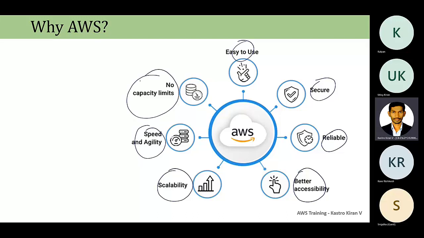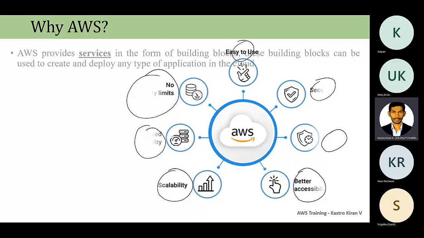I was talking about 1 GB, 1 TB at the beginning of the class, like Google Drive or a pen drive. So it has no capacity limits. Because of all these reasons, AWS is being used, and people are shifting towards cloud computing, not just AWS, other cloud services also, but mostly AWS. So that's the reason why AWS is gaining prominence.